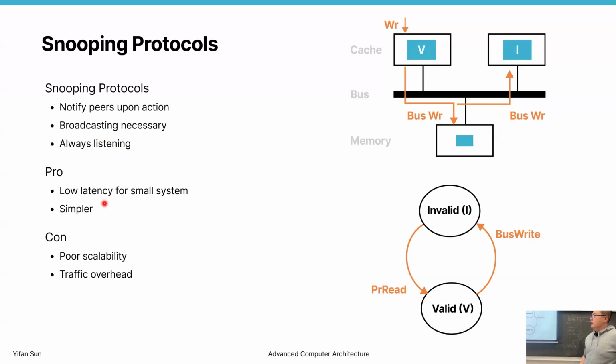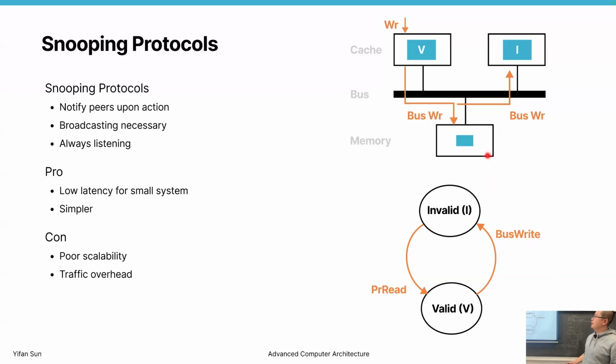So the pro is generally low latency for small systems and a simpler design. And the con is poor scalability and traffic. If it's not a bus, then the traffic is huge. What's on the contrary of the snooping protocol is called a directory-based protocol. All the protocols we're talking about today can still have another version of directory-based protocol.